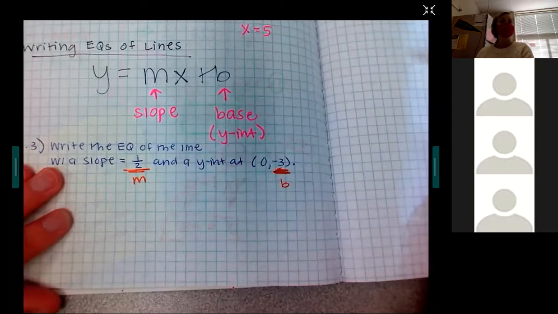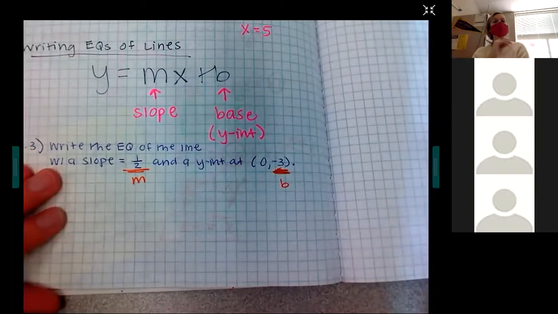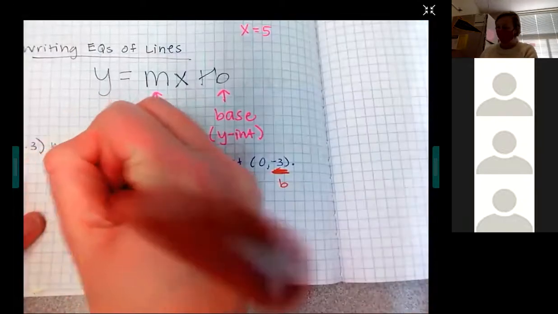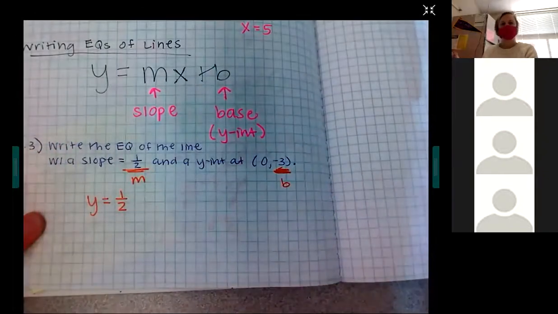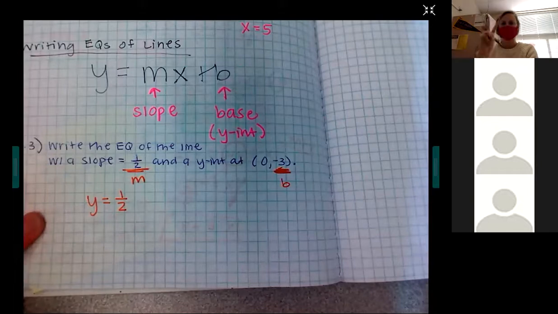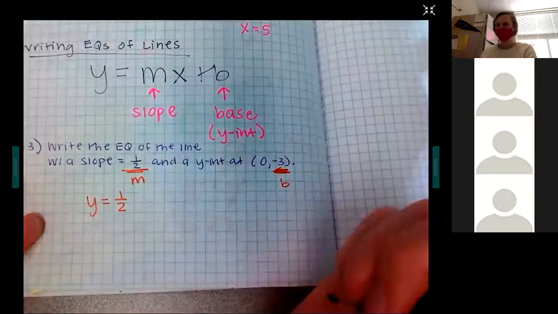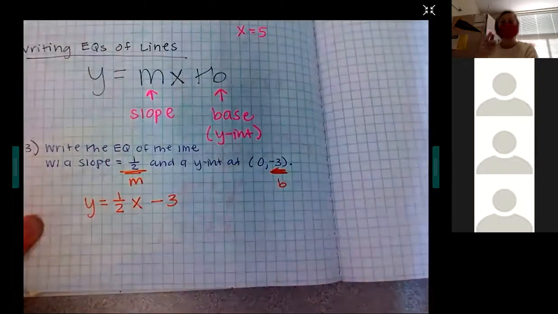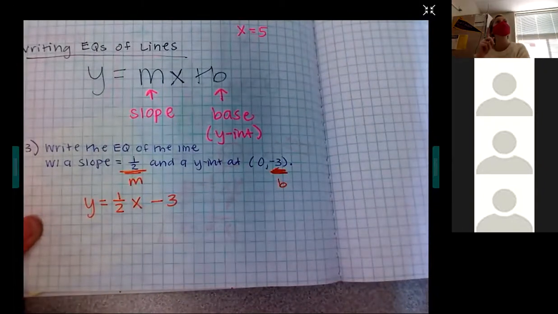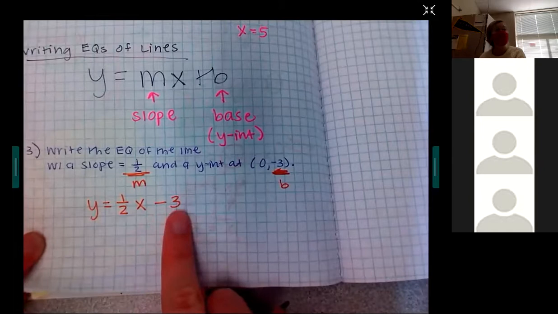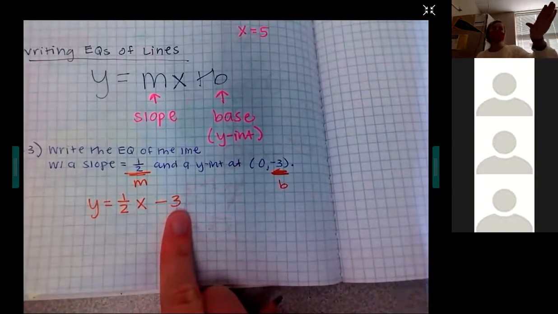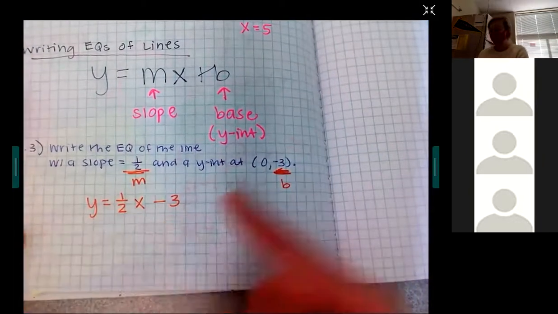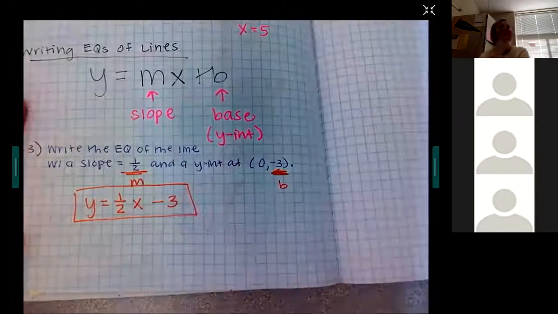Okay? So if I know my slope and I know my base, who can tell me what the equation of this line would be? Y equals, be careful, 1/2 x plus -3. Good. Now listen, do you have to write plus negative? You can. That's not wrong. Plus -3 is the same thing as -3. As long as you make that 3 negative, I'm happy.